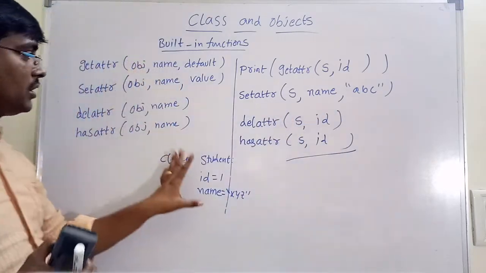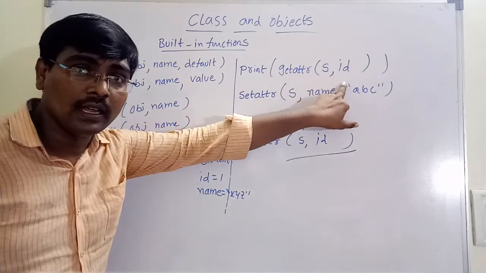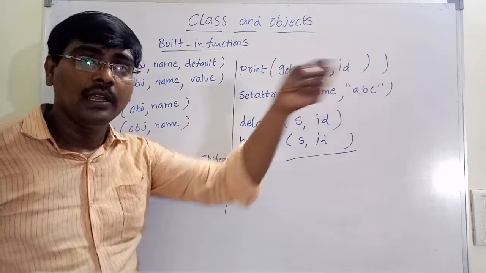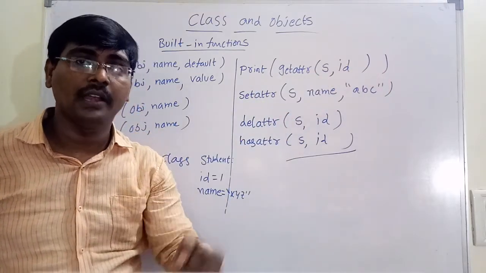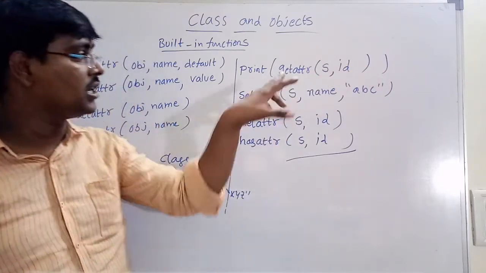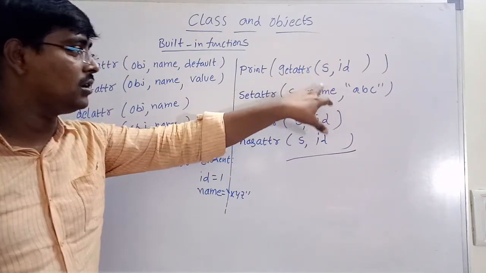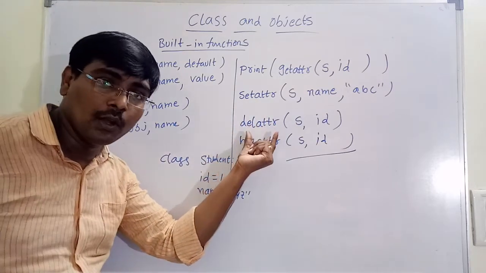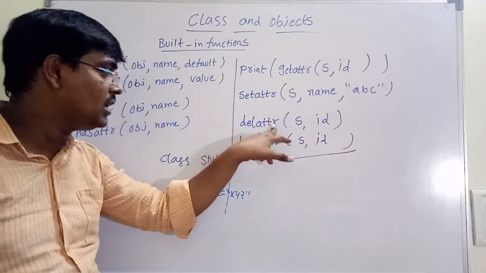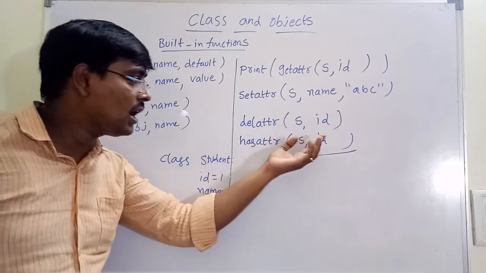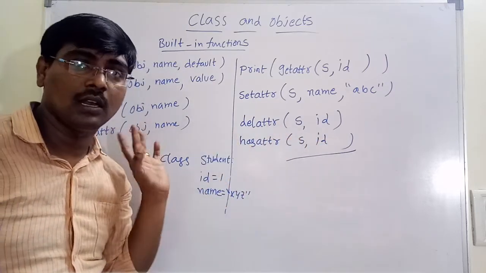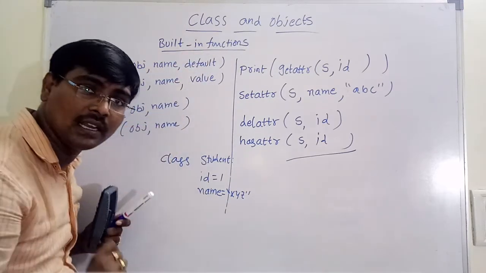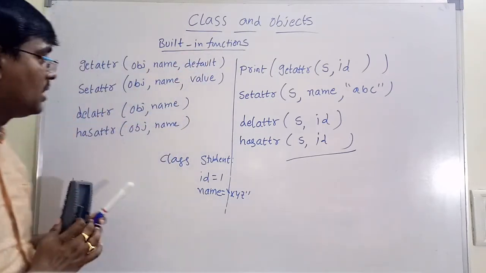These are the built-in functions. Normally we write simply print of s dot id, which returns the value present in id for object s. Instead of writing that statement, I am using a built-in function. To change the value of an attribute, use setattr. To delete a particular attribute of a particular object, use the delattr function. To check whether an attribute is present for a particular object, use the hasattr function. These are the built-in functions present in a class.